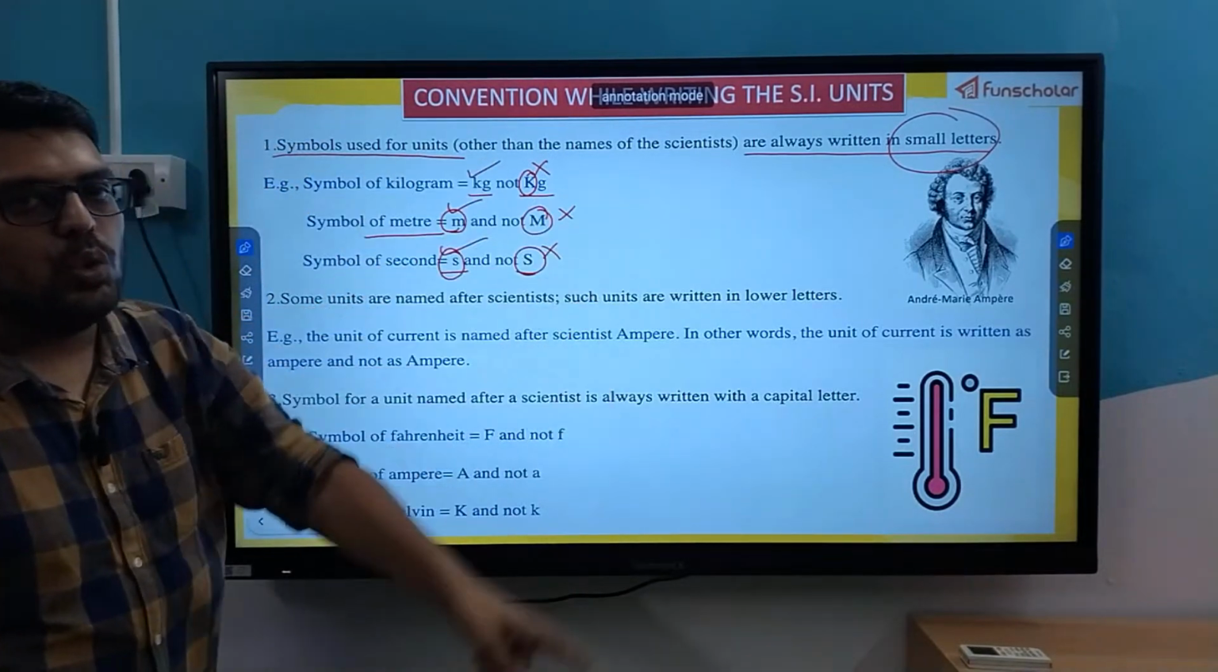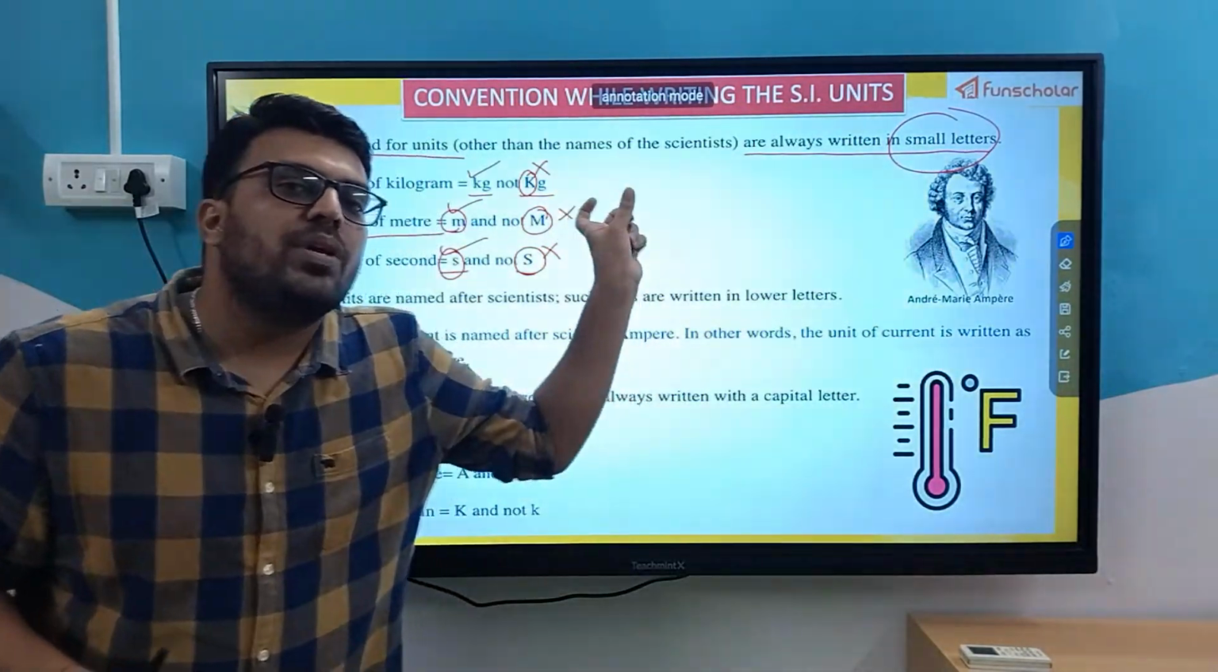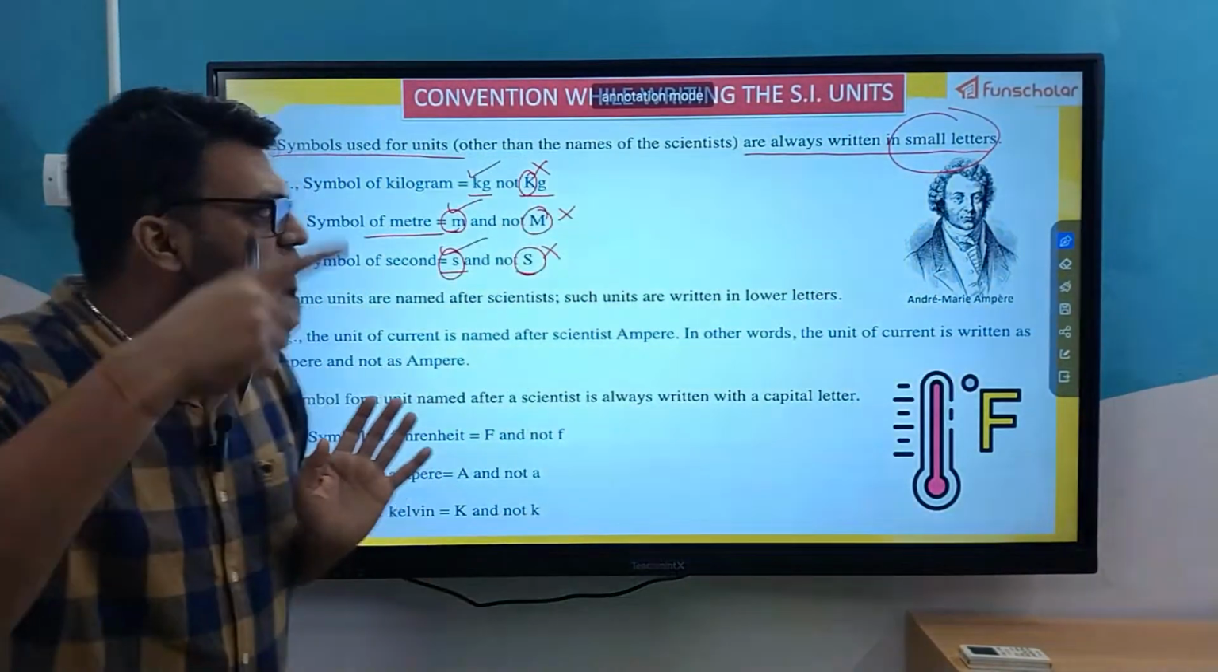So this is the first rule. If we write any unit apart from a scientist's name, the symbol will always be used in small letters. What is the second rule?